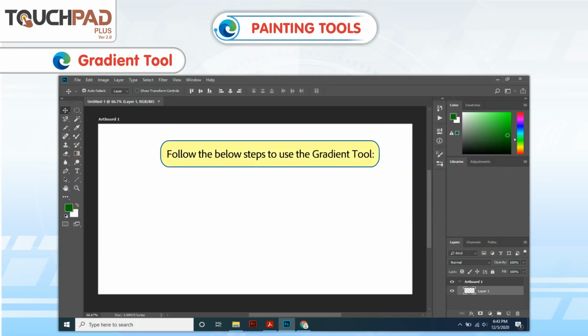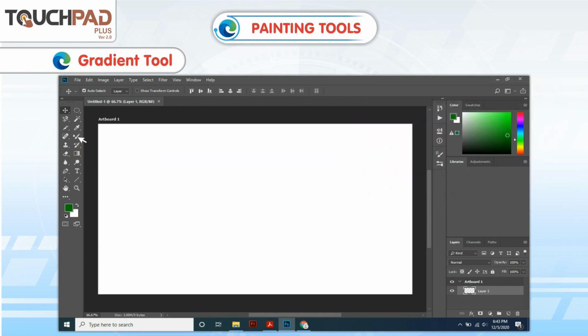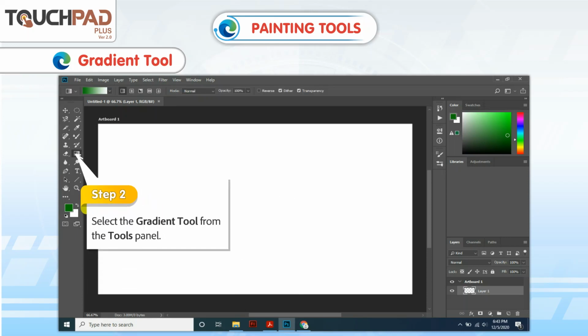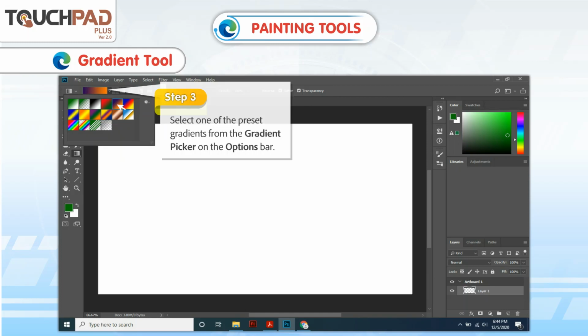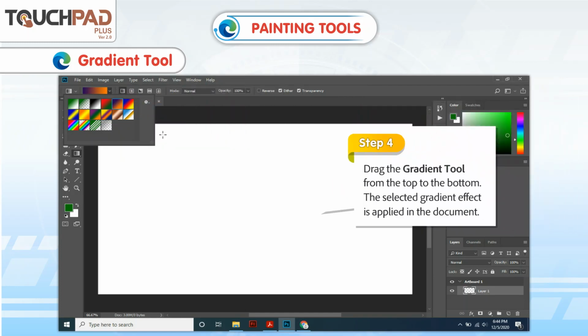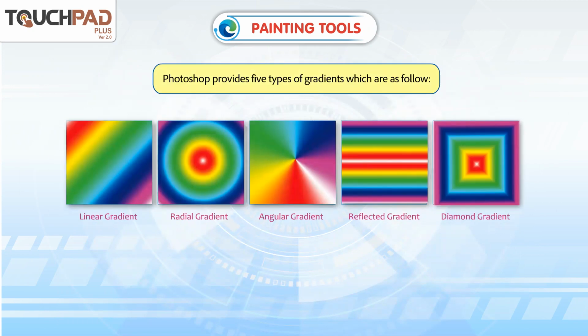Follow the below steps to use the gradient tool. Step 1. Create a new document in Photoshop CC. Step 2. Select the gradient tool from the Tools panel. Step 3. Select one of the preset gradients from the gradient picker on the options bar. Step 4. Drag the gradient tool from the top to the bottom. The selected gradient effect is applied in the document. Photoshop provides 5 types of gradients which are as follows: linear gradient, radial gradient, angular gradient, reflected gradient, diamond gradient.